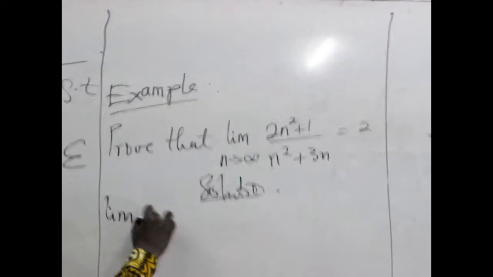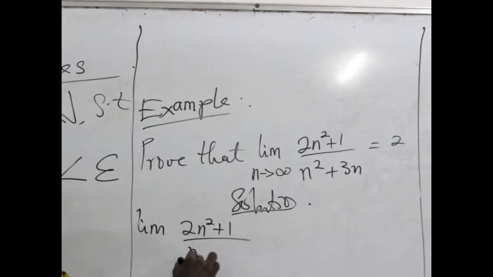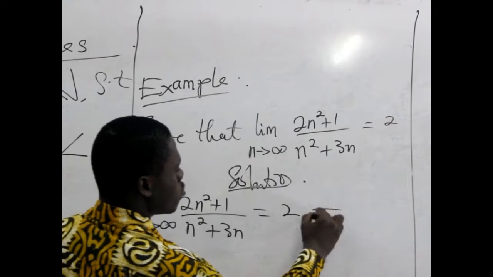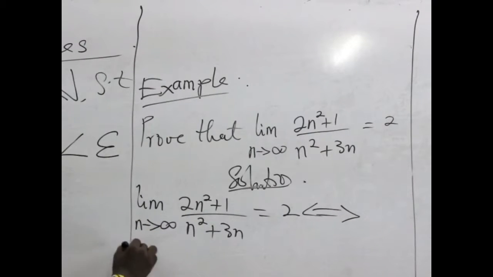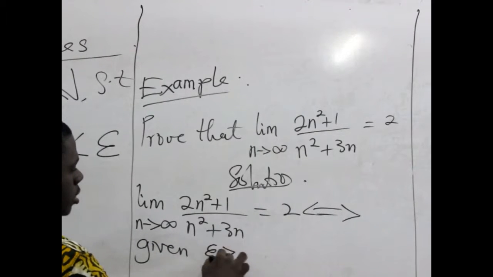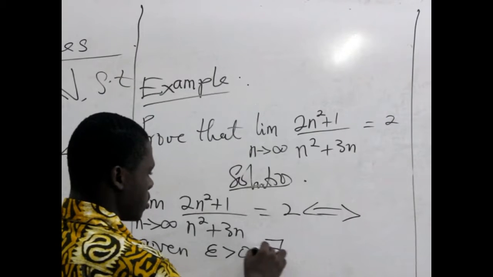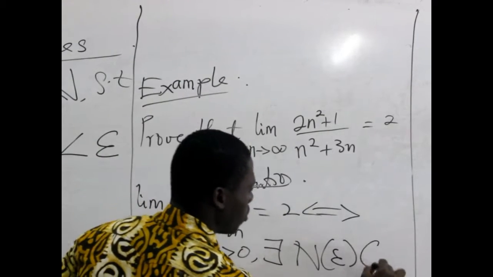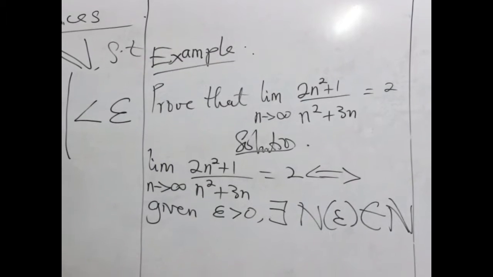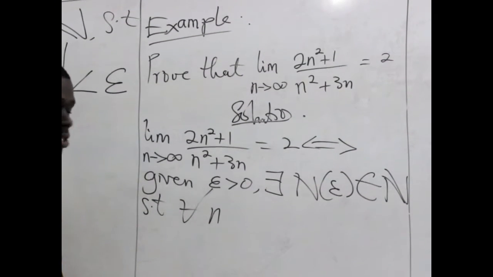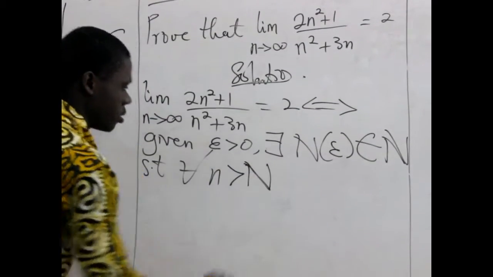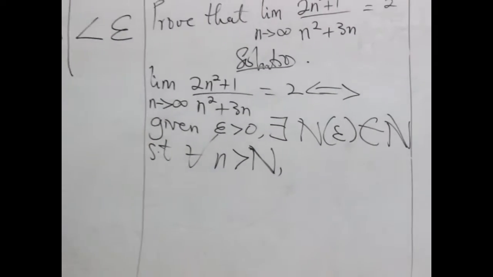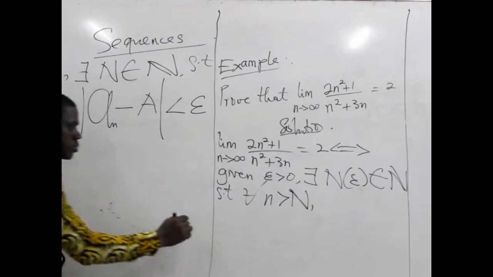So the limit of 2n squared plus 1 divided by n squared plus 3n as n approaches infinity equals 2, which supposes that given any epsilon greater than 0, there exists N, which is a function of epsilon and belongs to the set of natural numbers, such that for all n, that's small n, greater than big N, then we want to see that. So we watch what is here. We're saying that the sequence minus its limit, that's the absolute. So we bring the absolute symbol.